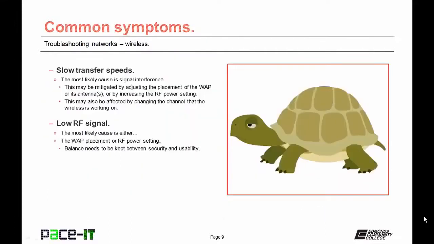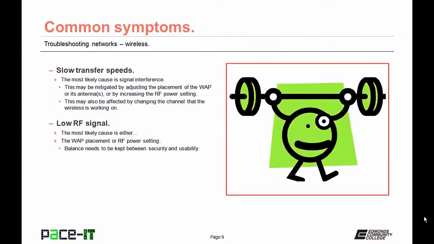Now, if your wireless network is experiencing slow transfer speeds, then the most likely cause is signal interference. This may be mitigated by adjusting the placement of the wireless access point, its antenna or antennas, or increasing the radio frequency power setting. You may also reduce interference by changing the channel that the wireless access point is sending on. Now, if your network is experiencing low radio frequency signal, well, then the most likely cause is, guess what?